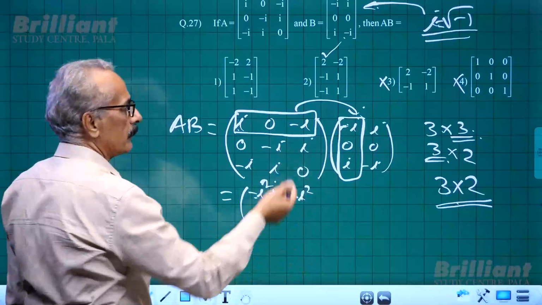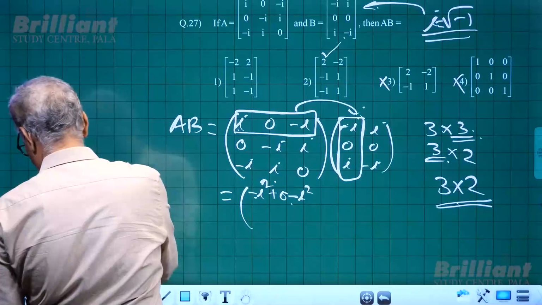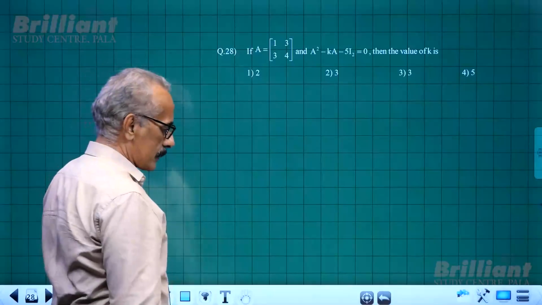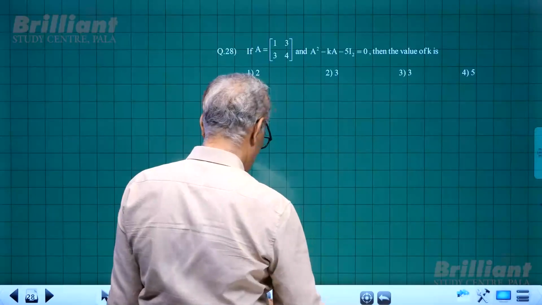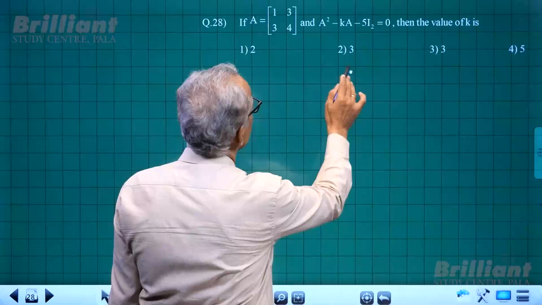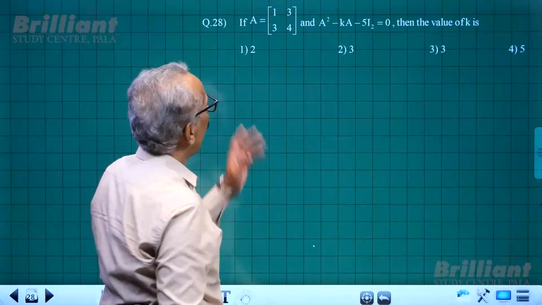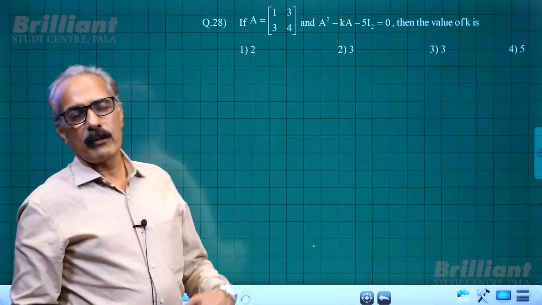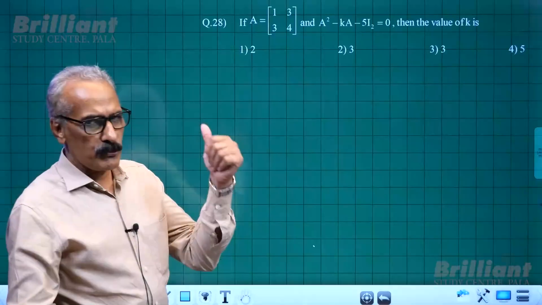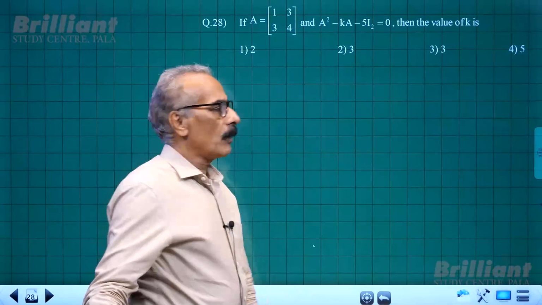Okay, without solving completely, you know how to multiply. I don't want to waste your time. On to the next question. This is another very important question you keep in your mind. This type of matrix equation, how do you solve? You will find out A square, isn't it? But that is not the way to solve this question. So I'll solve it quickly.